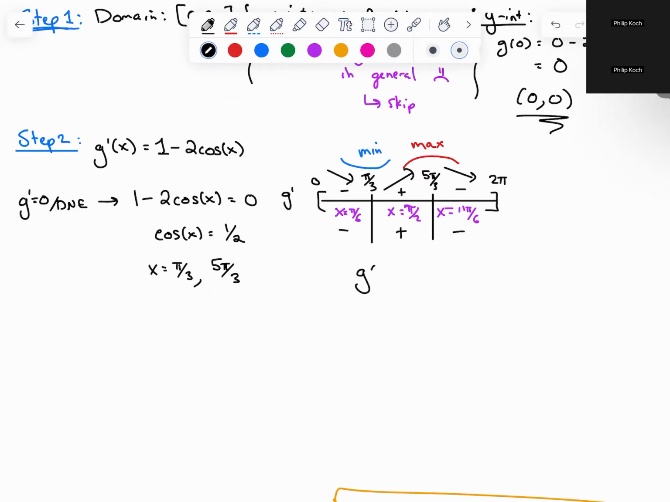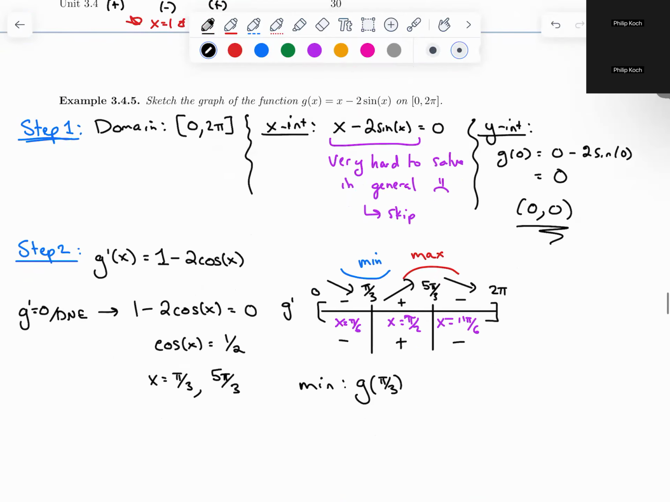So g of pi over 3. So the min, g of pi over 3. We're plugging it into the functions. That's going to be pi over 3 minus 2 sine of pi over 3. Now, if you plug this in, you're never going to get a nice number. The x and the sine of x aren't going to give me any nice number that I can plot. So I'm going to use an approximation.